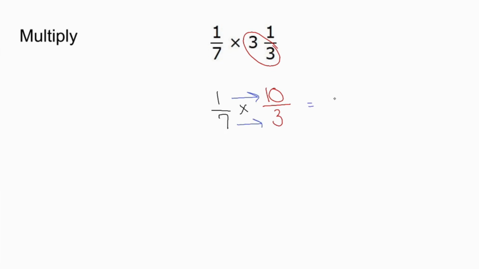1 times 10 is 10. 7 times 3 is 21. So looking at this, I notice nothing simplifies. This is not improper. So my answer is going to be 10 over 21 or 10/21. And that's it.